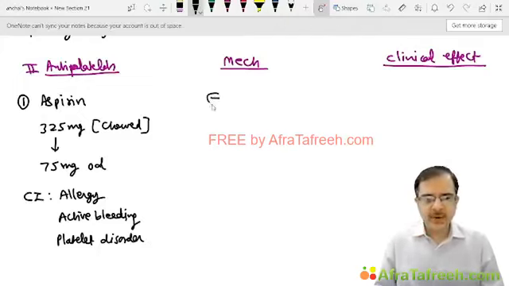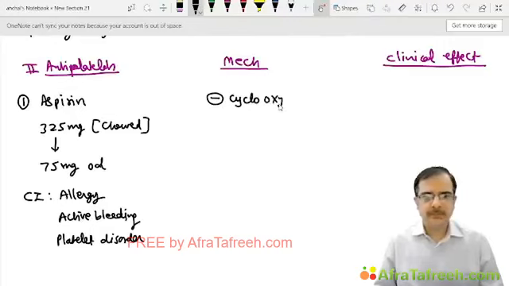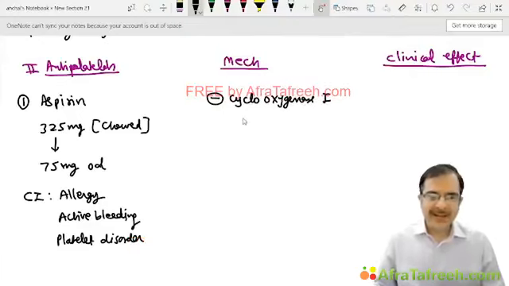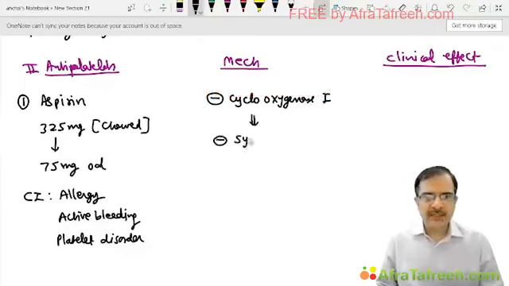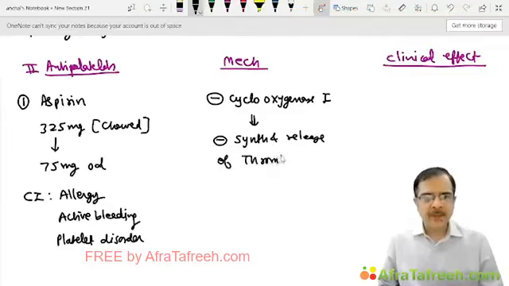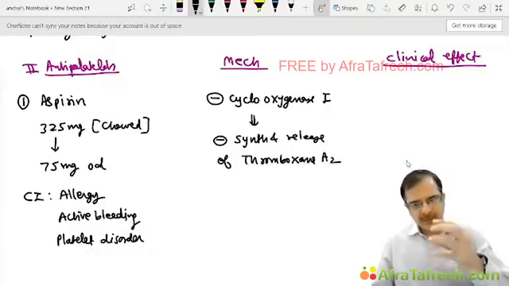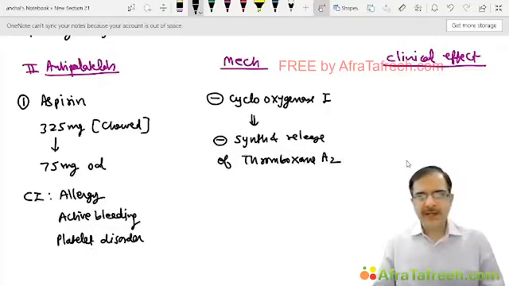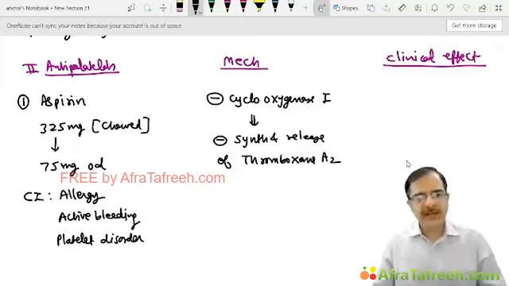Now what is the mechanism? Mechanism of action is that it is an inhibitor of cyclooxygenase, that is COX. And if cyclooxygenase is inhibited, there will be inhibition of synthesis and release of thromboxane A2. So the platelet aggregation and adhesion will be inhibited.